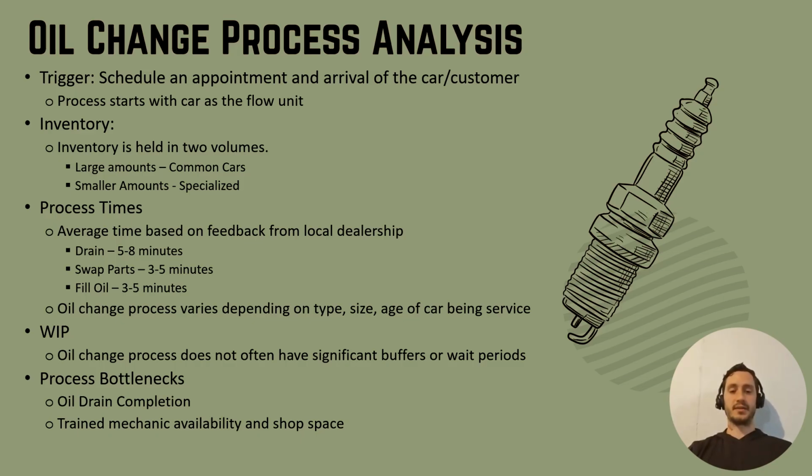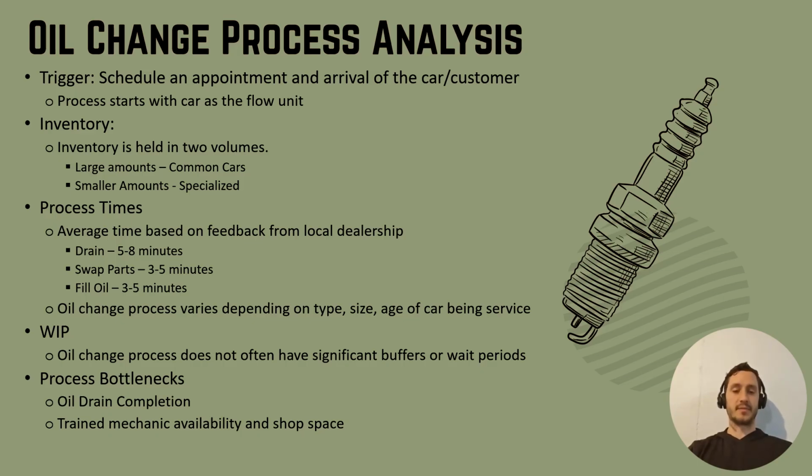Inventory is held in two volumes. For your common cars such as Chevys, Fords, Toyotas, they keep a large amount in barrels because that is what they commonly use. They want to keep a large amount and utilize the storage space as much as they can for that. Some of the smaller amounts that they keep for those specialized cars, they keep in the 5-ounce bottles because those oil weights are less common, less used, but they still want to be able to have some on hand for when those cars come in.